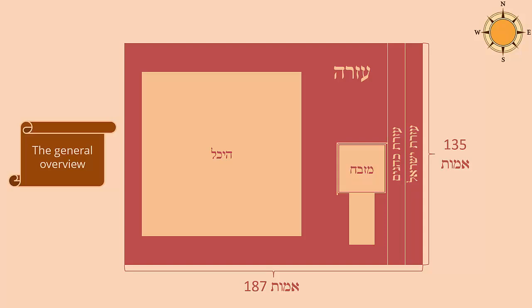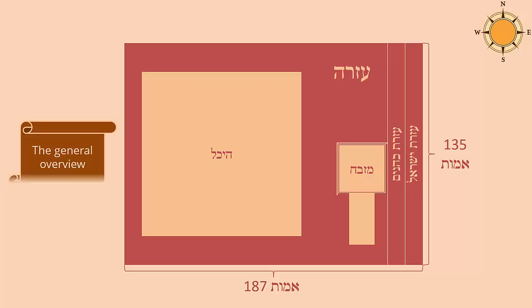So the Azara was 187 amos by 135 amos. So we can see that the width of the Azara is exactly the same, 135 amos, as the width of the Ezras Nashim, since as we saw in the picture, the Ezras Nashim is over here, and it's the same width as the Azara, which is 135 amos, which is 212 feet. And the length of the Azara, that's longer than the Ezras Nashim, is 187 amos, which is around 295 feet.